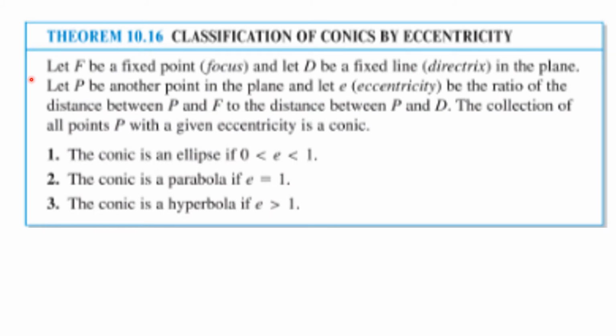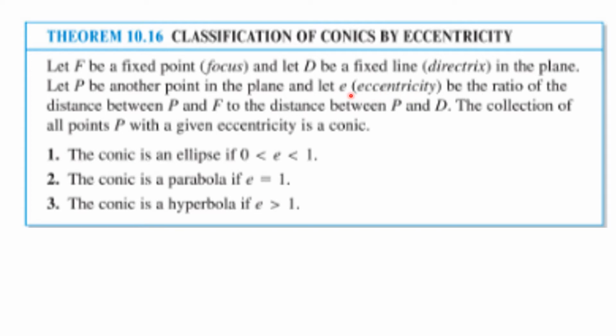Let's begin with an important theorem where we classify conics by their eccentricity. So here's the statement of the theorem. Let F, capital F, be a fixed point, and this is going to be the focus, that's why we call it capital F. And let D, capital D, be a fixed line, which is the directrix in the plane. So D is a fixed line. Let P, capital P, be another point in the plane, and let E be the eccentricity. And this E is defined as it was before.